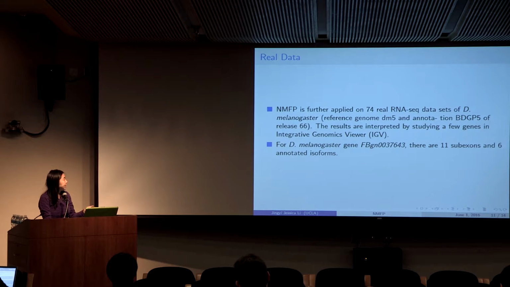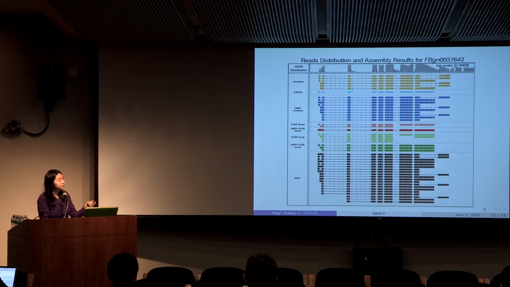On real data, we tried this on 74 real RNA-seq datasets in Fly, and here I'm just showing one real example. The top track shows the RNA-seq reads, and this is the annotation. This is what's found by Cufflinks. You see that Cufflinks misses the last exon in the annotation. But if we use NMFP before Cufflinks, it actually contains those annotated isoforms. Of course, we found a little more, but at least it doesn't lose the last exon.